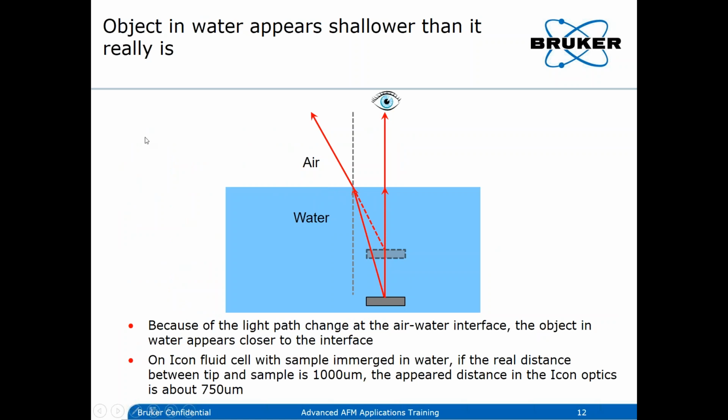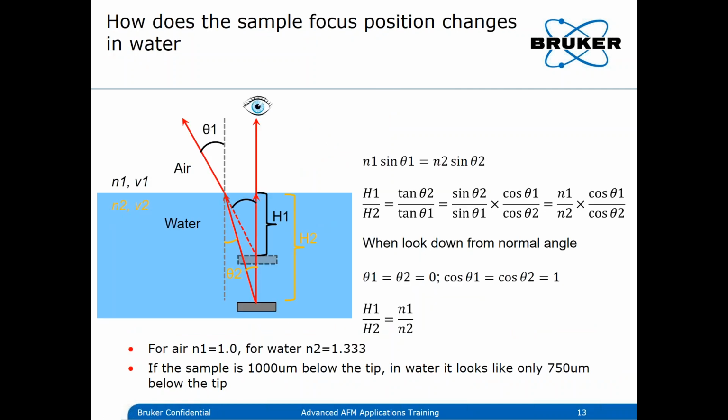Again, the objects in the water appear shallower than they really are. Because of the light change at the air-water interface, it appears closer. On the icon fluid cell, it appears that the focal point is now at about 750 micrometers, not at 1000 micrometers, which is the standard. Here's more theory to that, but in the end, if the sample is 1000 micrometers below the tip, in water it looks like it's only 750 micrometers.